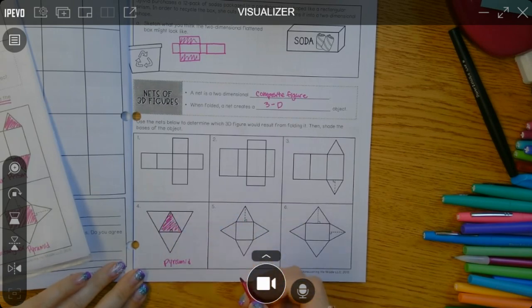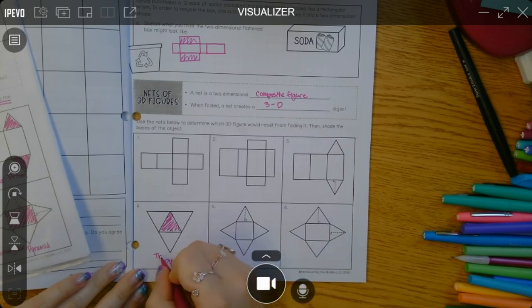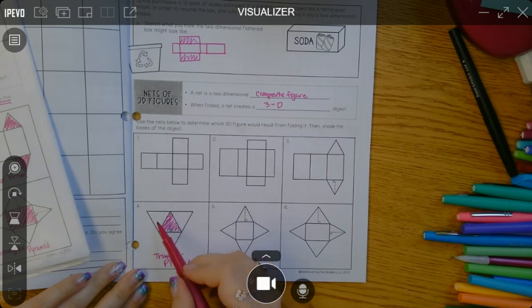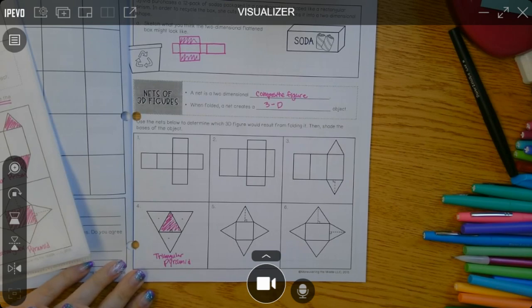And then what is that base shape? Yeah, it's a triangle. So this is called a triangular pyramid. And notice how it has 3 sides. So there's 1, 2, 3 sides coming off of that base. Okay, is there another pyramid on here? You guessed it, number 5.